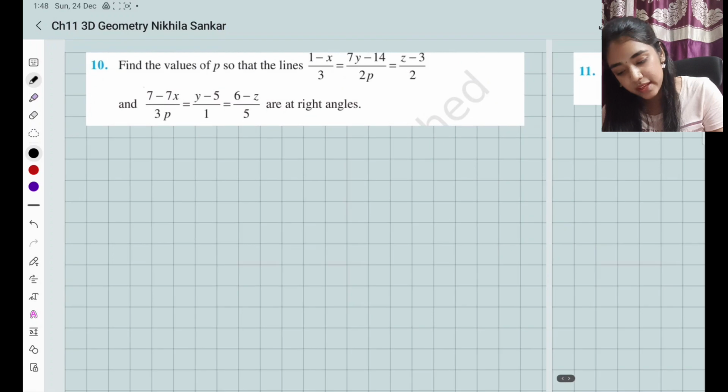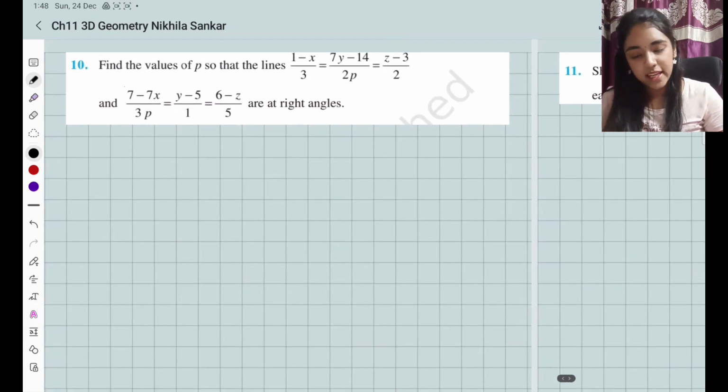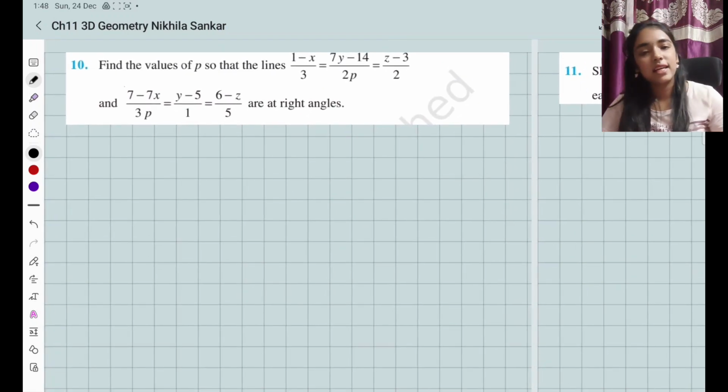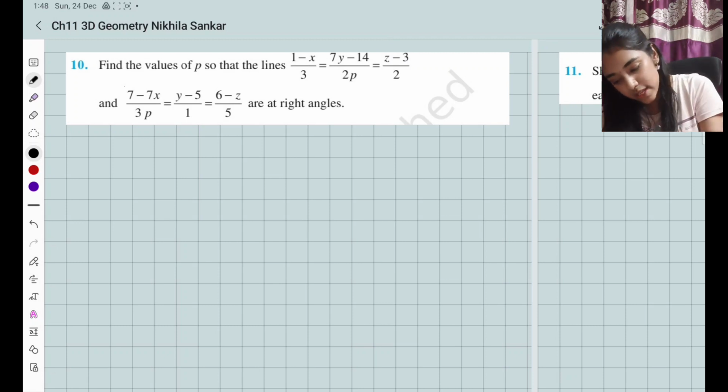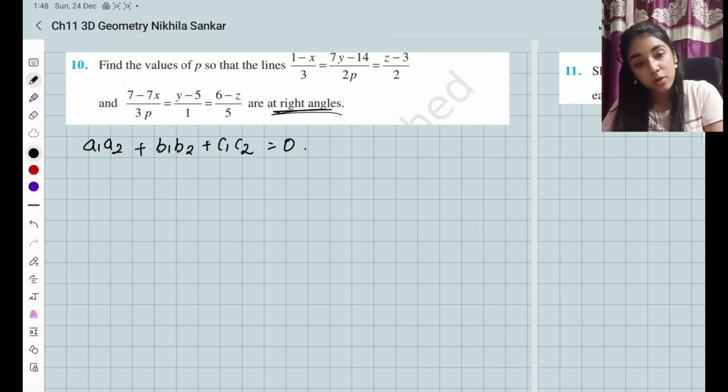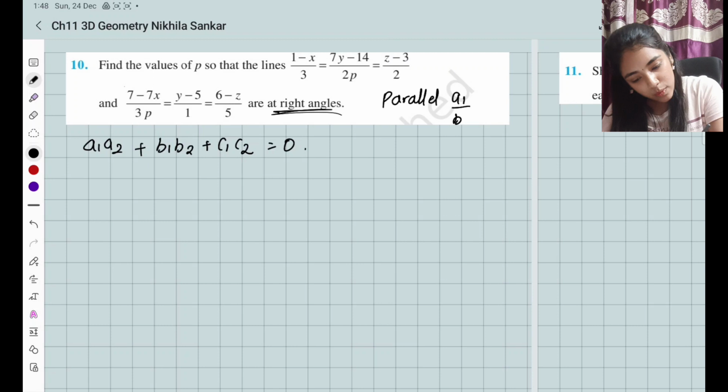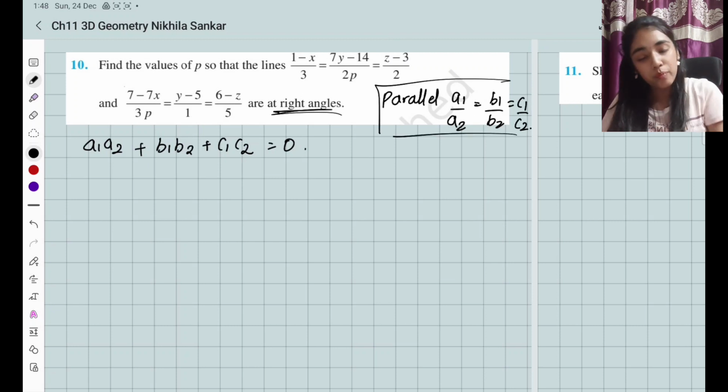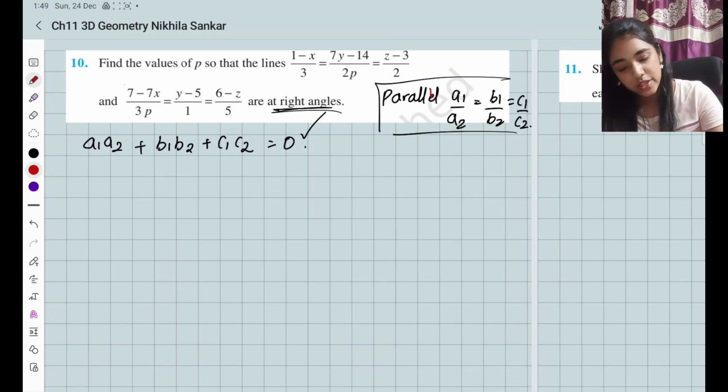Question number 10. Find the values of P so that the lines are at right angles. So right angles, when we are dealing with direction ratios, I know that A1 A2 plus B1 B2 plus C1 C2 equals 0 when we are talking about right angles. If it had been given as parallel, I would have to prove that A1 by A2 equals B1 by B2 equals C1 by C2. But here we are talking about perpendicularity, so this is what we have to prove. I am not going into this; I just told this to revise.